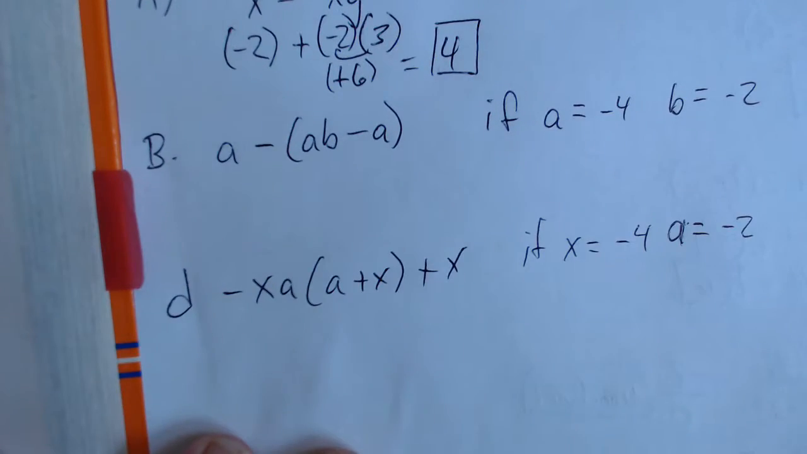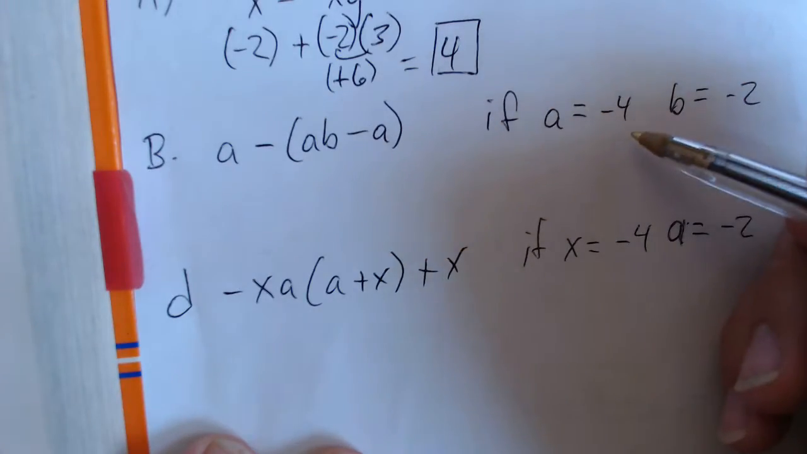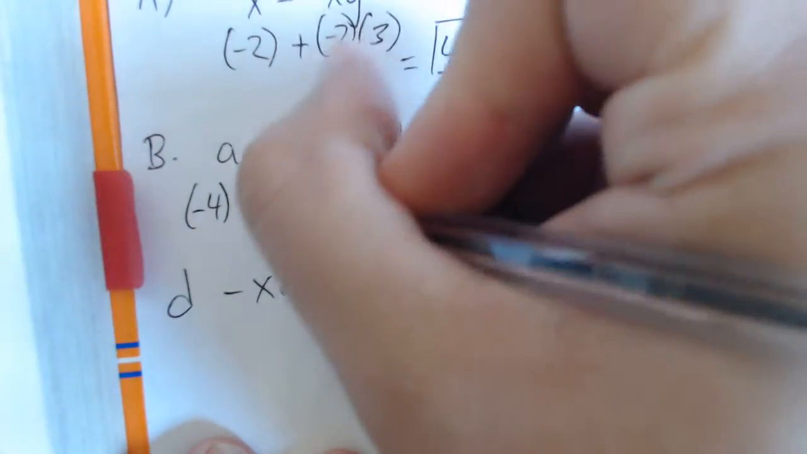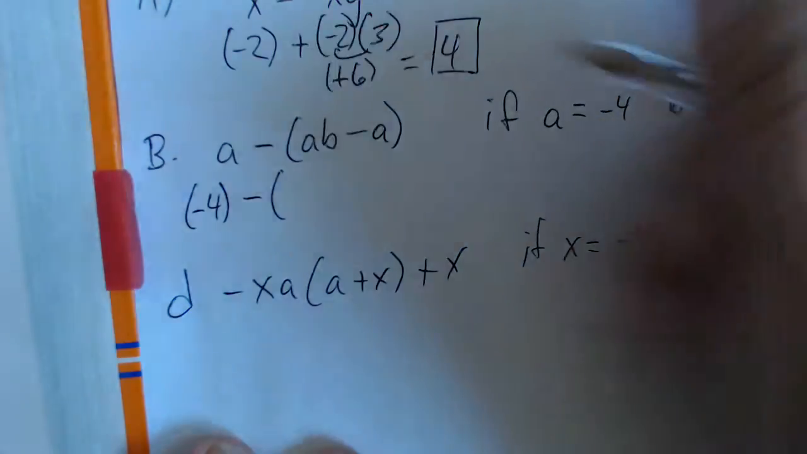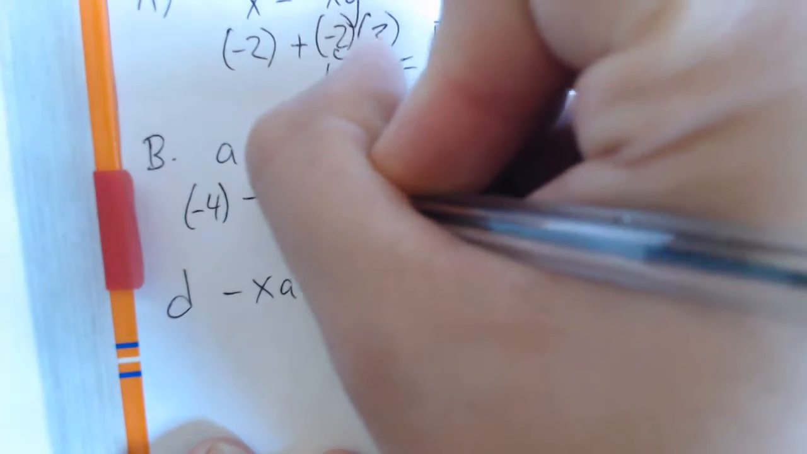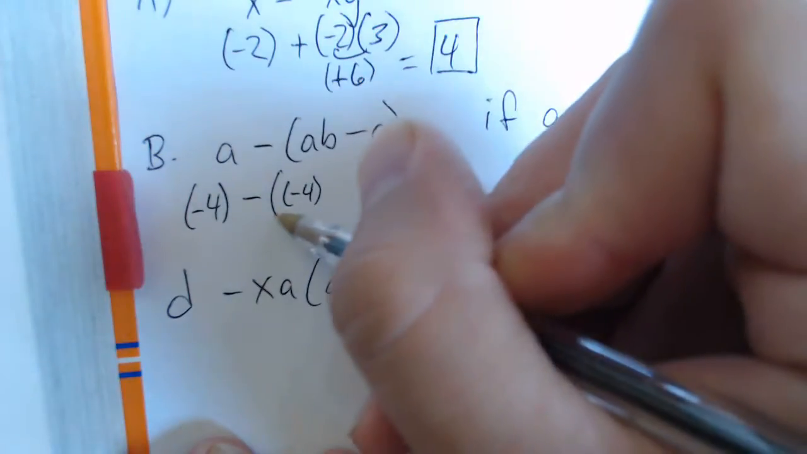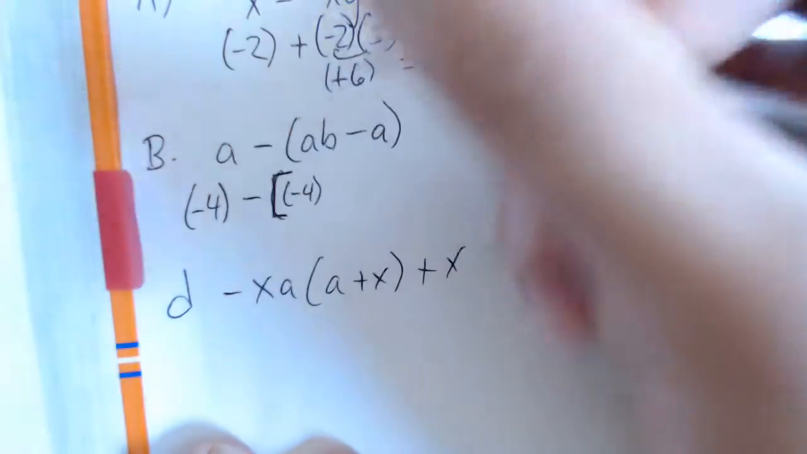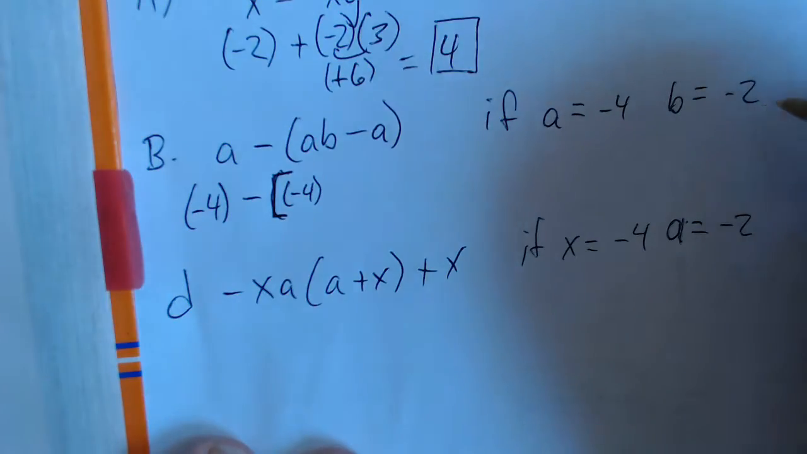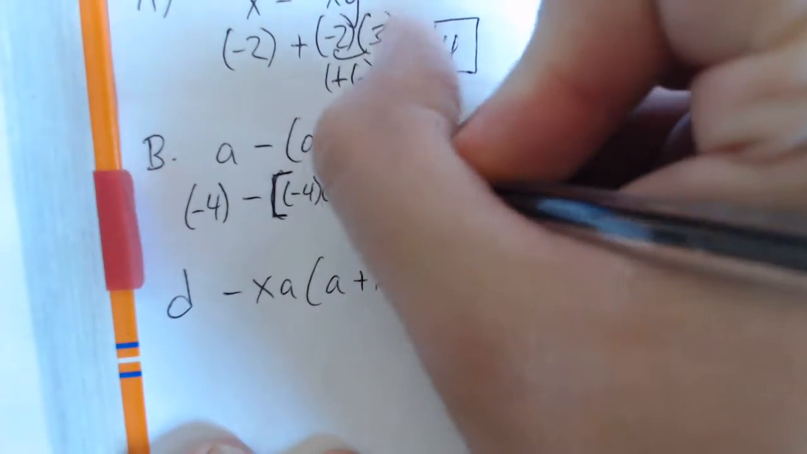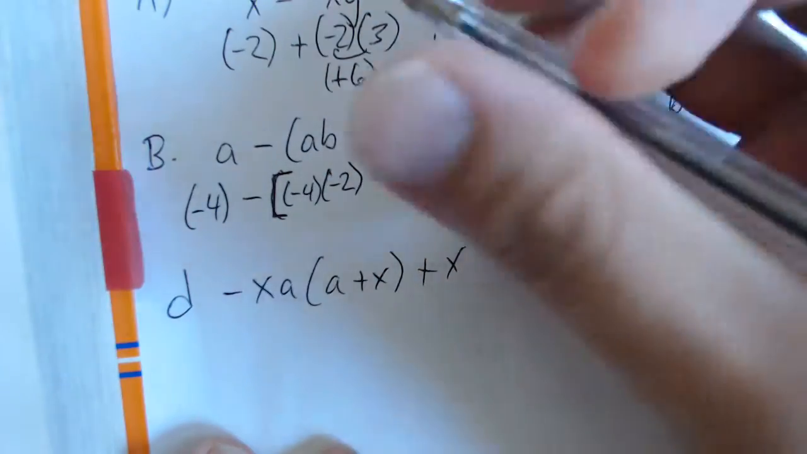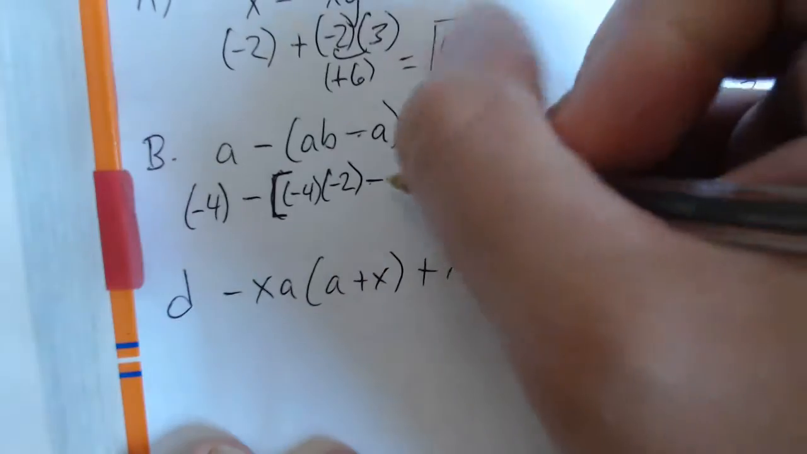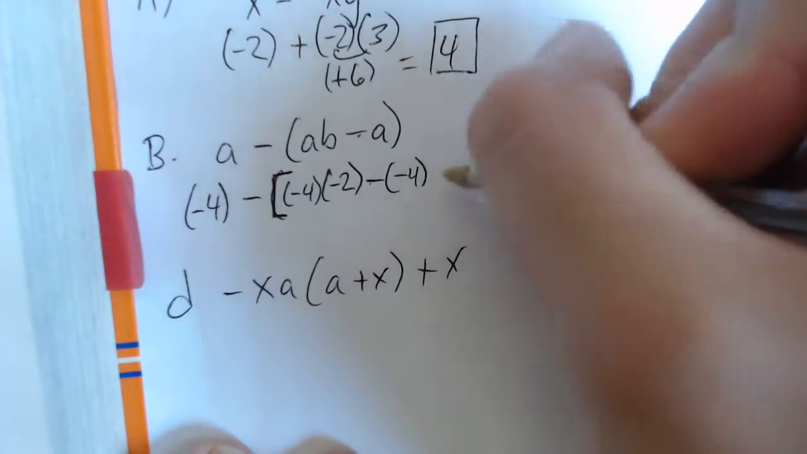So let's go to B. If A equals -4 and B equals -2. So instead of A, I write parentheses -4, put my minus sign, put the parentheses. Instead of writing A, I'm going to put parentheses -4 again. Now if you want, you could use brackets here. I'll go ahead and do that for convenience. And then B, we're going to write -2.